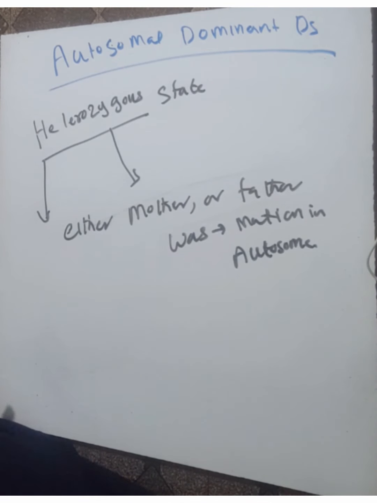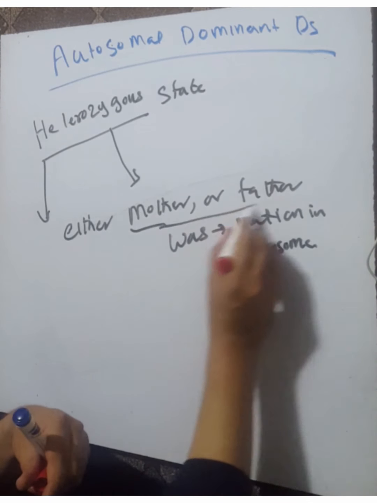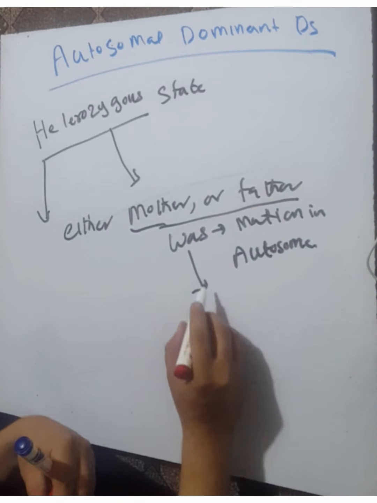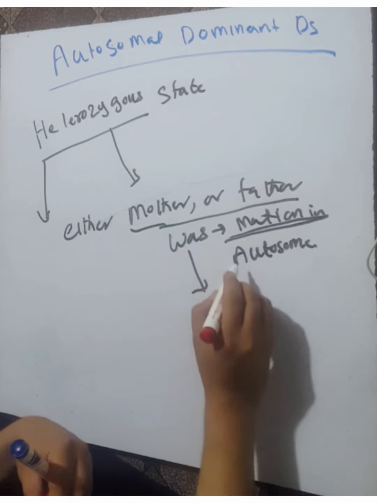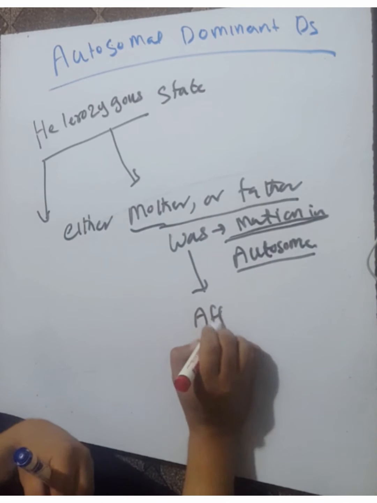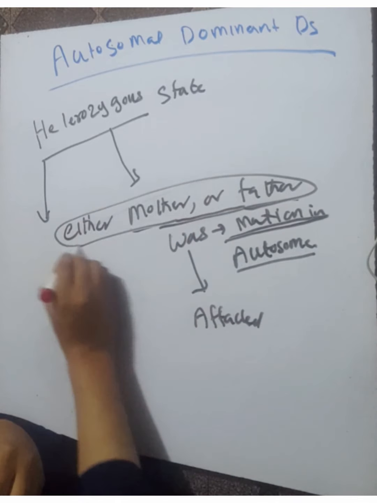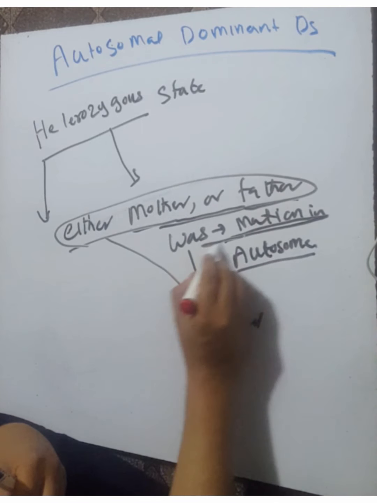So at least one parent of the index case is usually affected. Either the mother or the father of the autosomal dominant patient was affected. One of the parents had a mutation in the autosome and was affected.